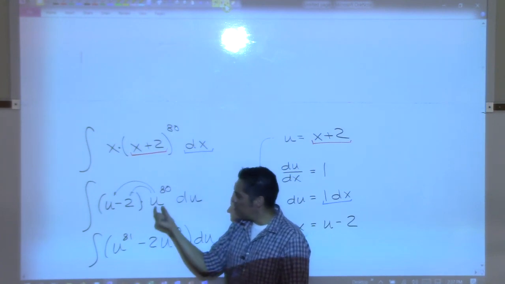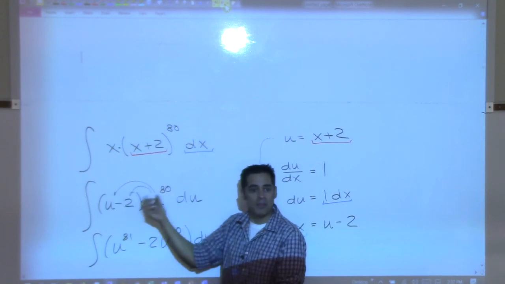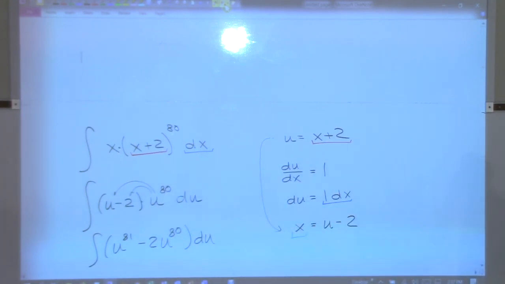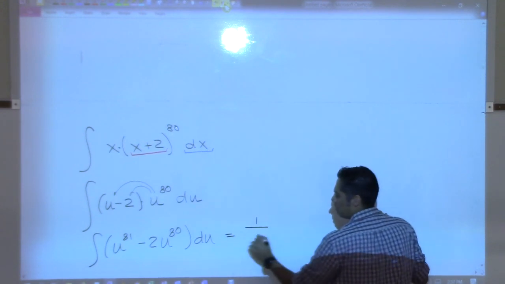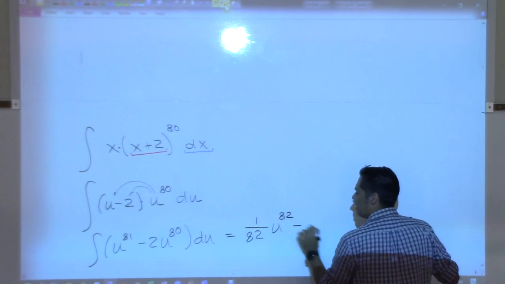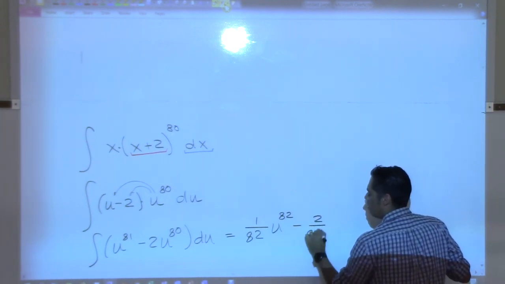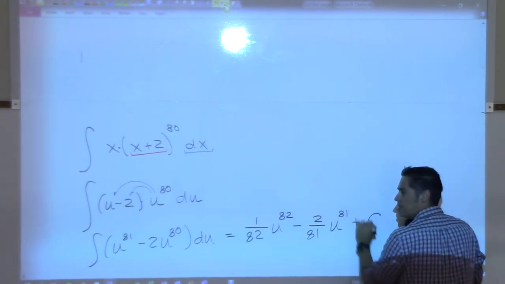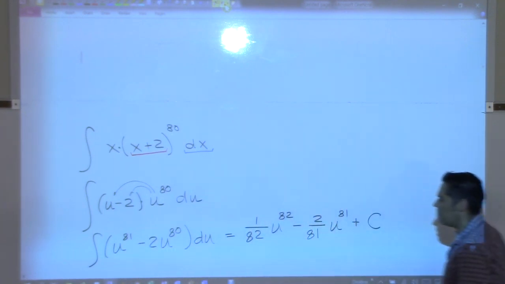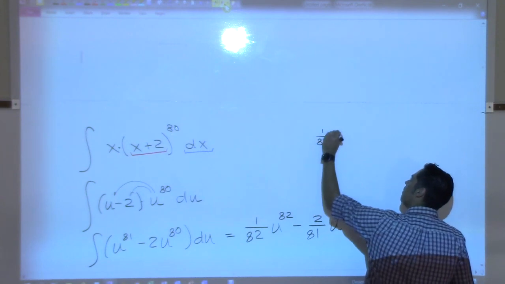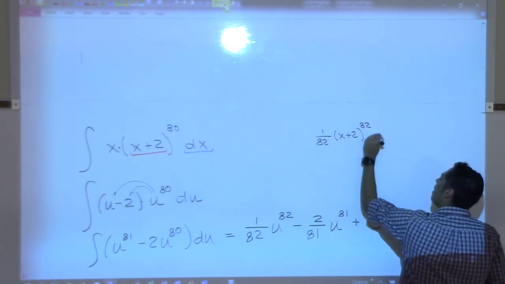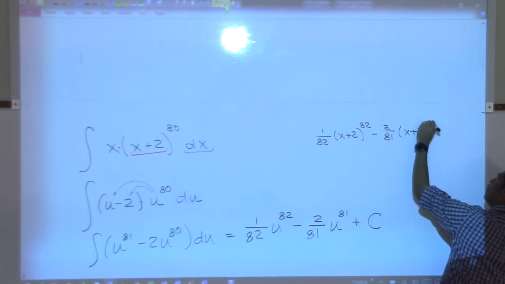But with this substitution, because this is a single factor raised to a power, you can distribute this through. But u is still going to be x plus 2, isn't it? At the end, we have to do the antiderivative now. Just remember u is x plus 2. So the antiderivative of u to the 81 should be 1 over 82 u to the 82 minus 2 times 1 over 81 u to the 81 plus c. We're just using our power rule here and here. The negative 2 just came along for the ride. And the final answer will replace the u's with x plus 2. So we have 1 over 82 (x plus 2) to the 82 minus 2 over 81 (x plus 2) to the 81 plus c.